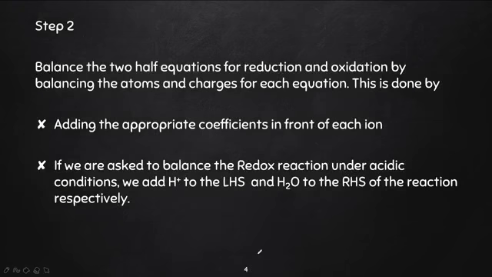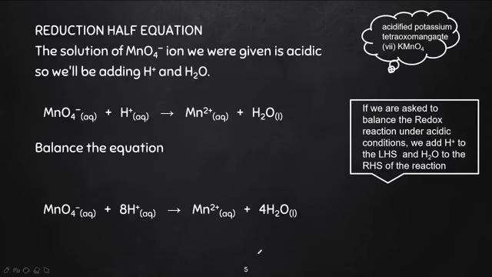but we are not done. It doesn't mean that we won't balance other things. Because we're balancing this reaction under acidic conditions, we have to add hydrogen ion to the left hand side and water, H2O, to the right hand side of the reaction respectively. Because of that rule, we have to add hydrogen ion to the left hand side and water to the right hand side. We just have to do that because we're balancing this reaction under acidic conditions.